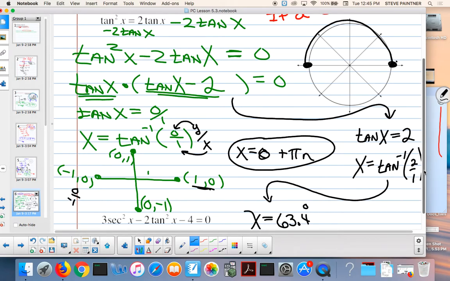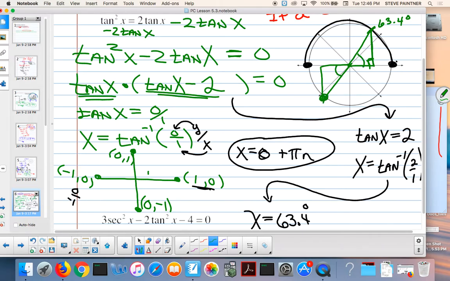So let me just draw that for you. Here's the answer, 63.4 degrees. Okay, but wait a second. Hang on. Tangent is positive in quadrant 1. Tangent's also positive in quadrant 3. This triangle is identical down here. Same triangle. So this reference angle is the same. This ends up being the other answer.